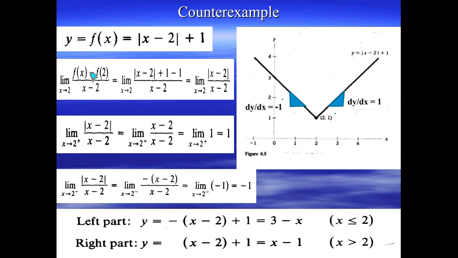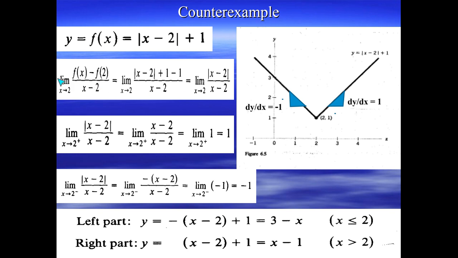So f of x is absolute value of x minus 2 plus 1. f of 2 is 1. f of x minus f of 2 is absolute value of x minus 2 plus 1 minus 1. Plus 1 and minus 1 cancel each other. At the numerator, we are left with x minus 2 in absolute value. And at the denominator, we have x minus x0. x0 is 2, so x minus 2.